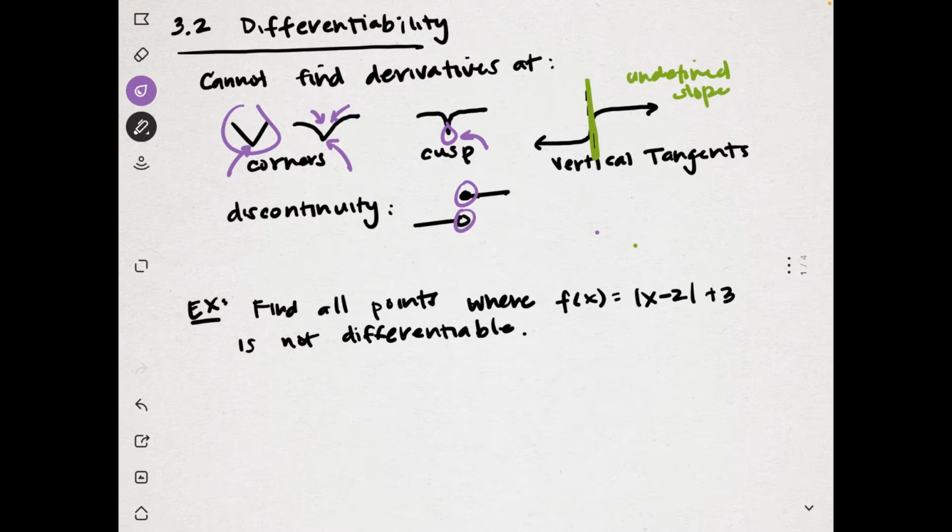All right, so let's go ahead and do some examples. The first one is asking us to find all points where f of x equals the absolute value of x minus 2, plus 3, is not differentiable.